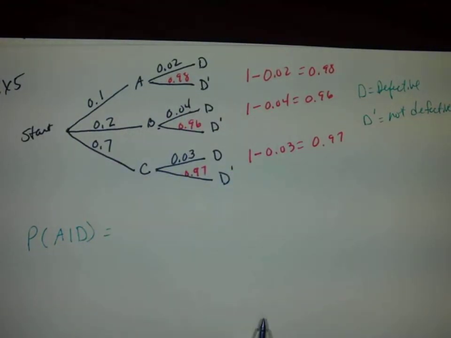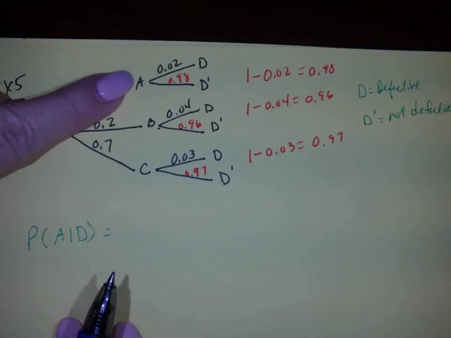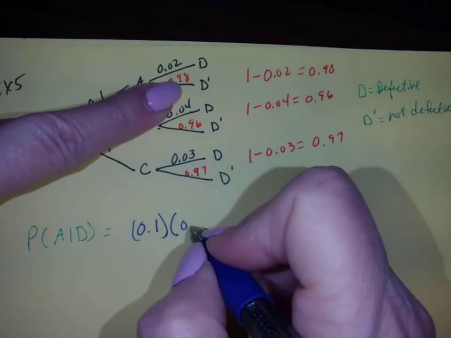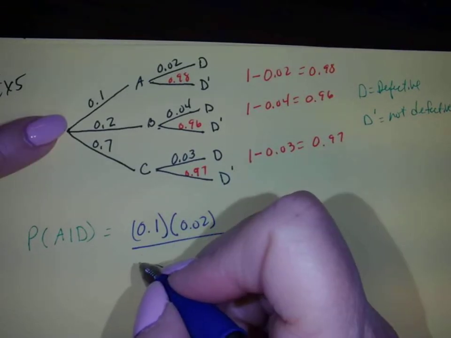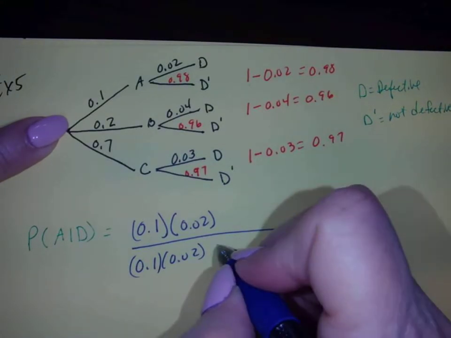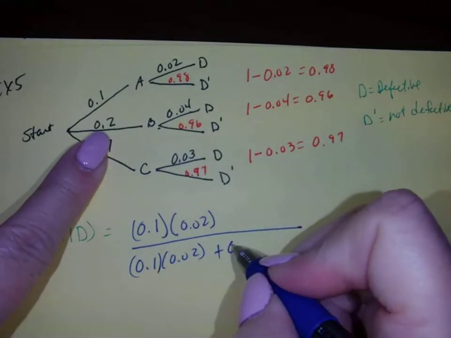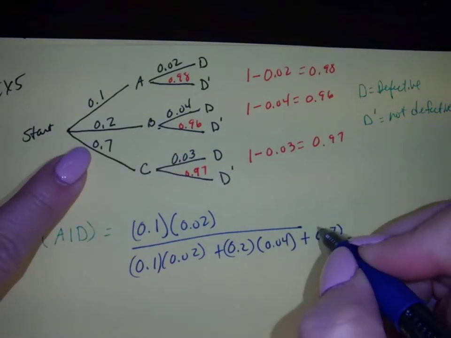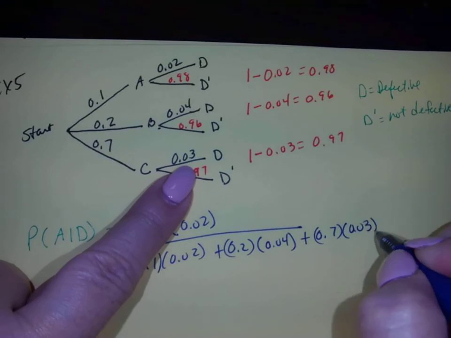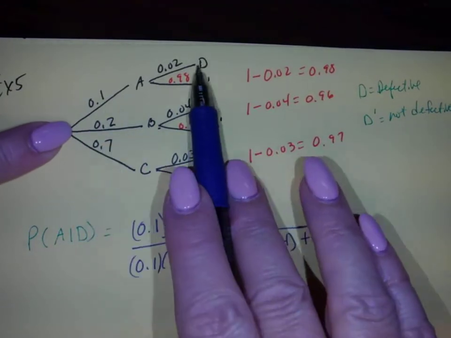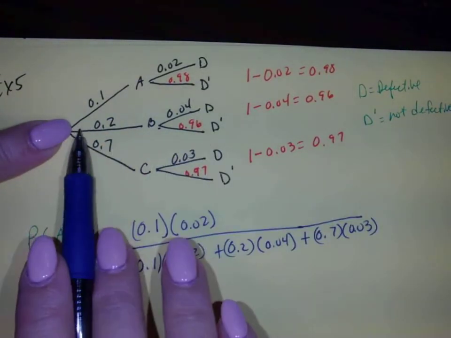I'm not going to write all of it out. I'm going to show you how you can do this without writing every step. So the probability of A given that D occurred will be 0.1 times D occurred, which is 0.02. So that will get us down here, 0.1 times 0.02. Plus, we're going to follow all the D's. So 0.2 times 0.04 plus 0.7 times 0.03. So I didn't write all of the intersections and all of that because now we're starting to understand. I'm going to follow this one for this, and then I have to put it over this one and this one.